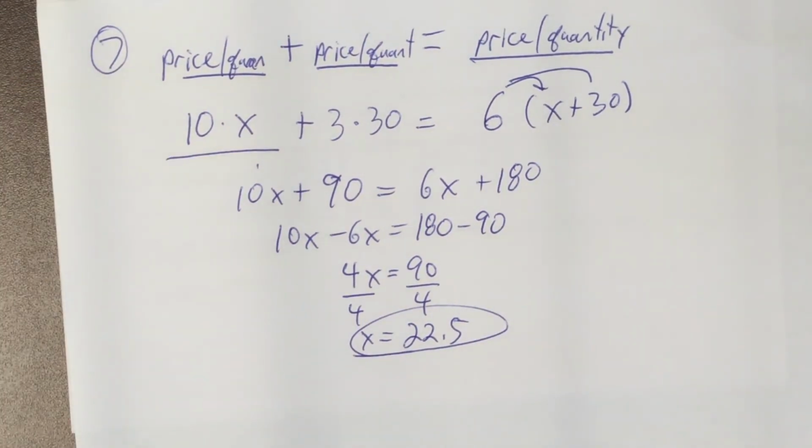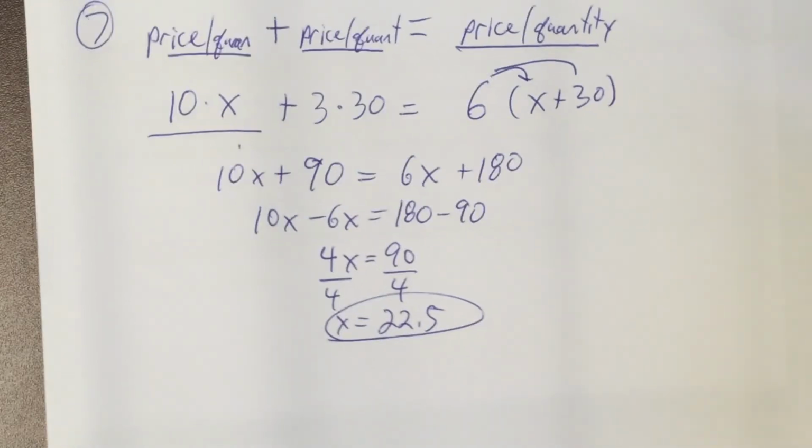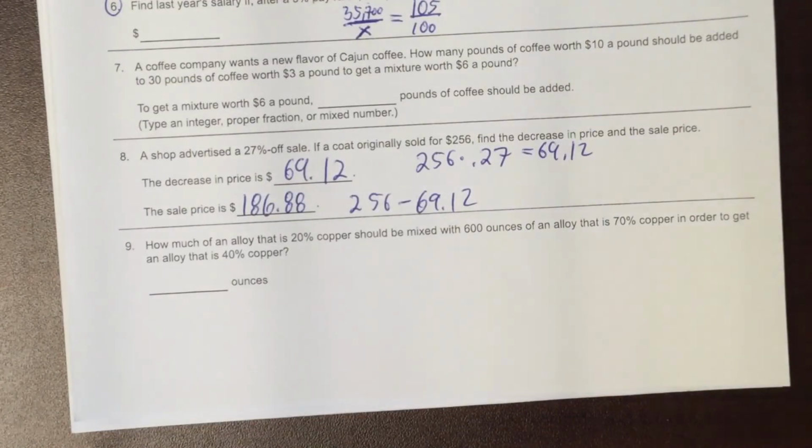or 22.5 pounds. And that's the amount of that first type of coffee that we need to add to make that coffee worth $6. And that's how we do the first question there. Let's go ahead and take a look at the second question.